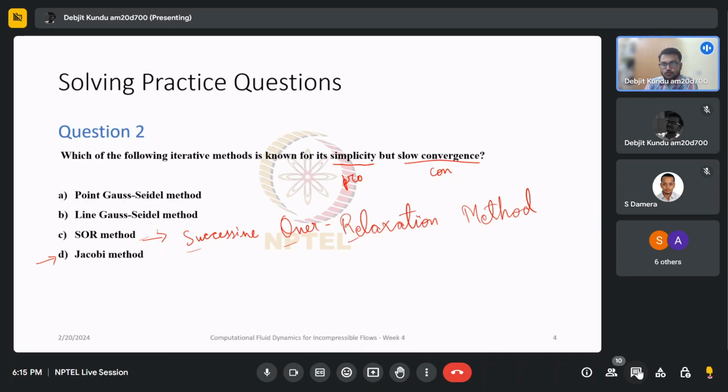So question 2 of today's session is asking us which of the following iterative methods is known for its simplicity but slow rate of convergence. Is it option A, point Gauss-Seidel? Is it option B, line Gauss-Seidel method? Is it option C, successive over relaxation method? Or is it option D, Jacobi method?